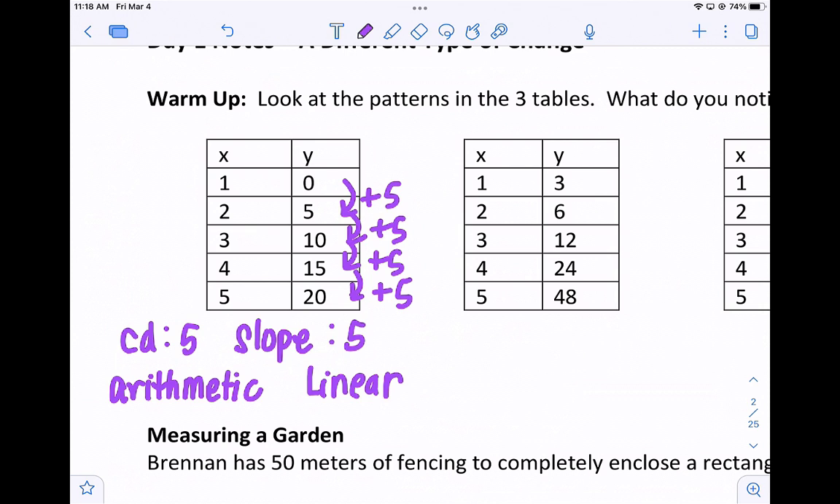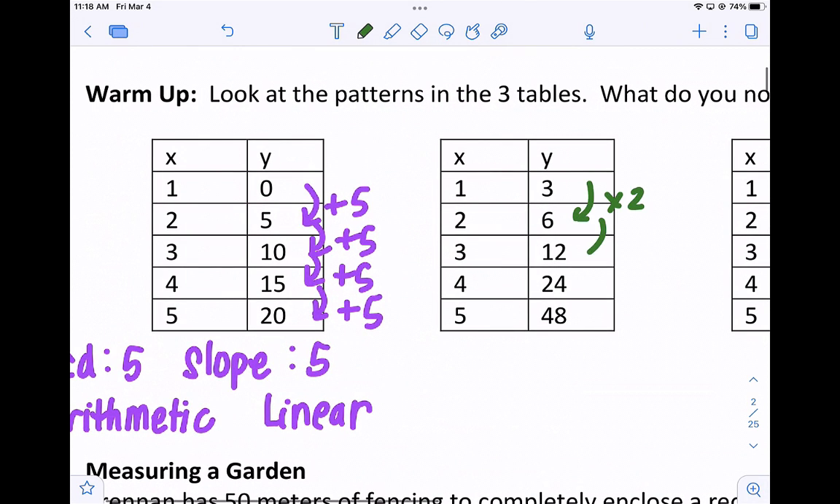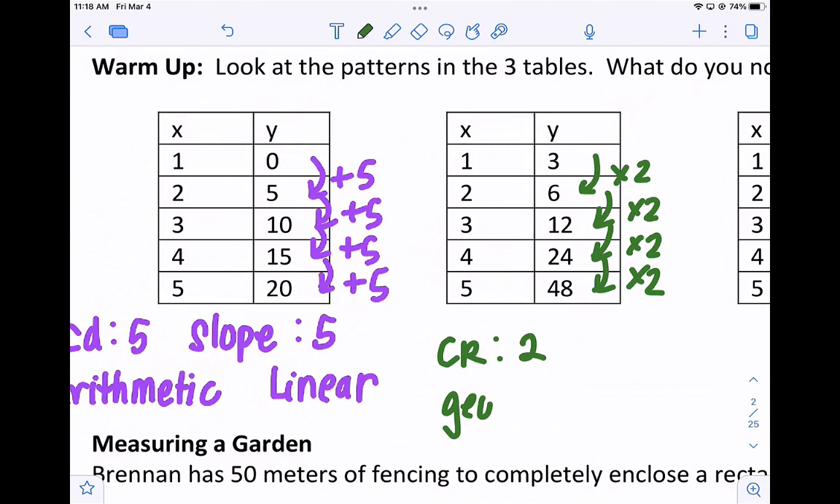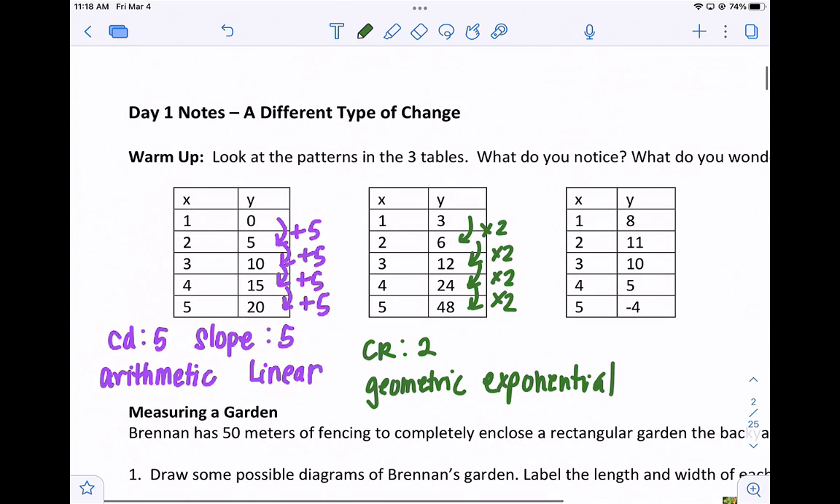In the second table, we can see that we're multiplying by 2 every time. So you could say such things like the common ratio is 2. You could say it's geometric. You could say it's exponential. You could write functions, a recursive equation or an exponential function to represent how you get from one term to the next. So it's a good kind of carryover from what we did last unit.